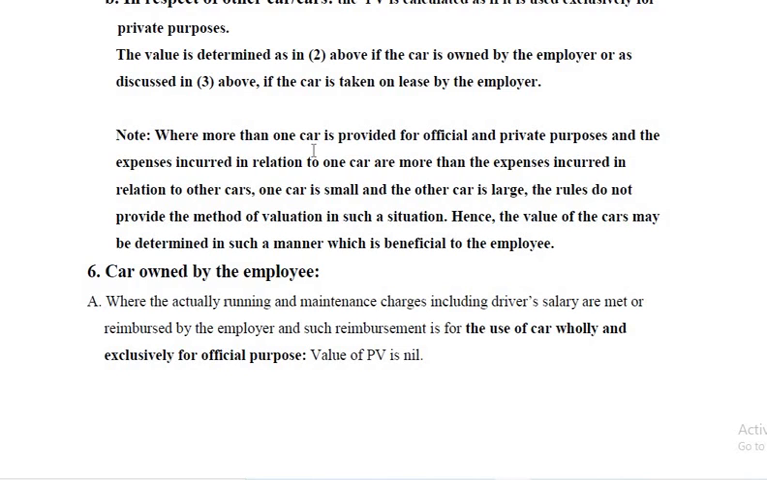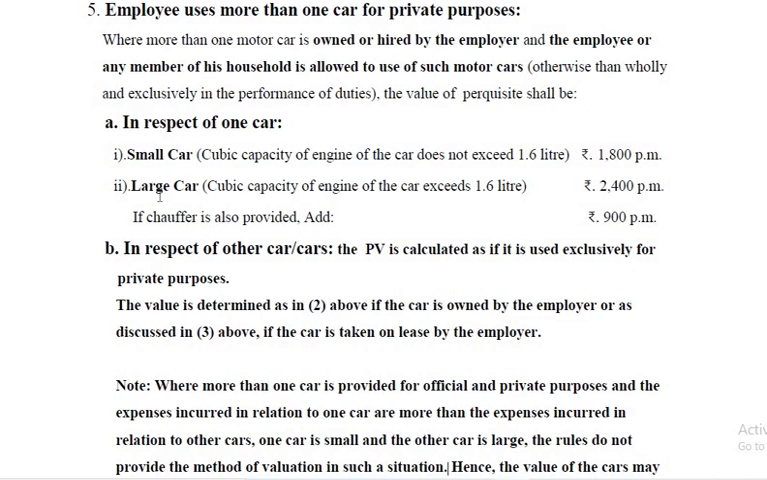Just see here. Where more than one car is provided for official and private purposes, the expenses incurred in relation to one car are more than the expenses incurred in relation to other cars. That means there are two cars and the expenses of one car are not equal to those of the other. Then how should it be valued? One car is small and the other car is large. Then the rules do not provide the method of valuation in such a situation. I mean to say whether it should be taken as small or large.